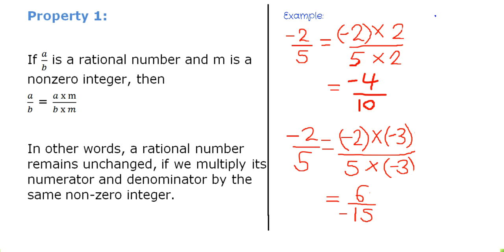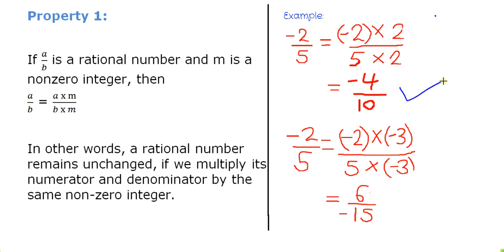Let us just see an example of that. For example, if I have a rational number minus 2 upon 5, then if I multiply both the numerator and denominator of my rational number by 2, I will get another rational number, minus 4 upon 10. So, minus 4 upon 10 is the equivalent rational number of minus 2 upon 5.